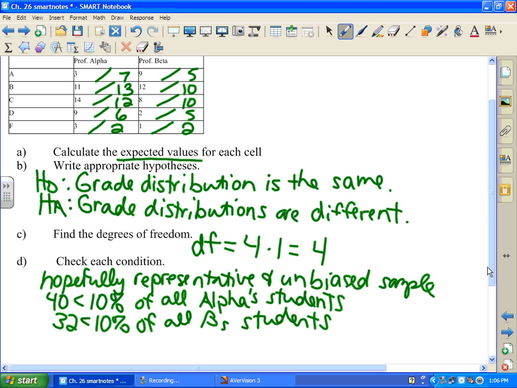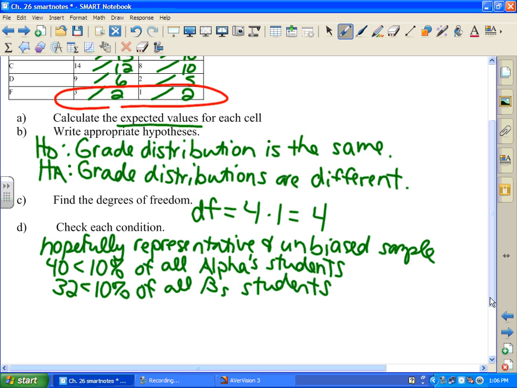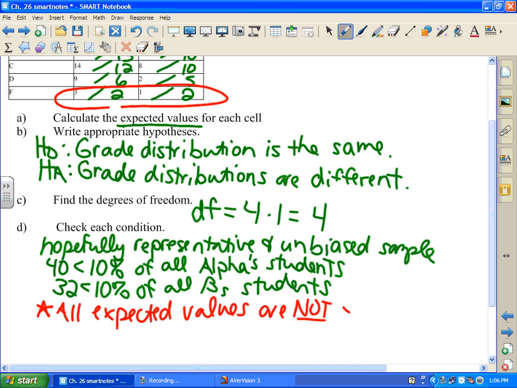So all of those are supposed to be bigger than 5, are they? No, the bottom row is not. So the last condition is not met. So all expected counts or expected values are not greater than 5. That means you don't have a large enough sample. That means your conditions are not met. So if this says, are all the conditions met? No, they're not. They're not bigger than 5. That makes sense? Sort of.